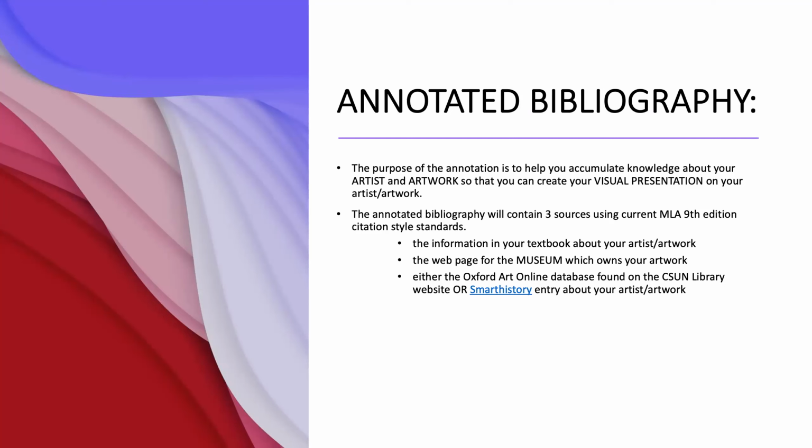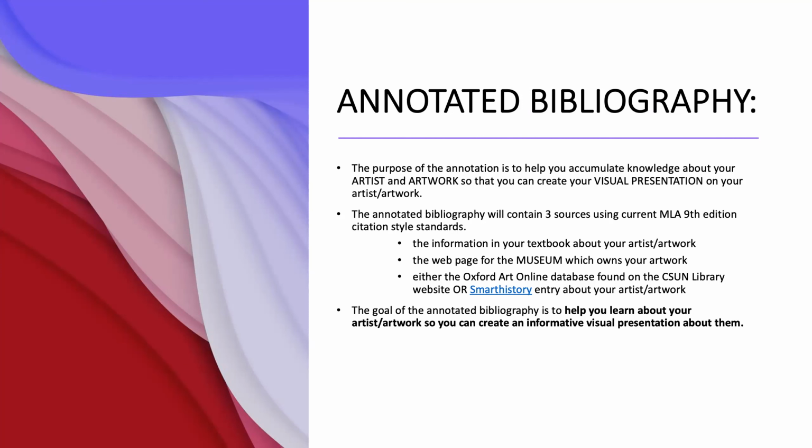Number 2, the web page for the museum, which owns your artwork. And you're going to find the URL for that on the original assignment. And 3, you're going to pick either the Oxford Art Online database or Smart History, whichever one you like better. Make sure you check them both so you're going to get the best one. The goal of the annotated bibliography is to help you learn about your artist and artwork so that you can create an informative visual presentation about them.